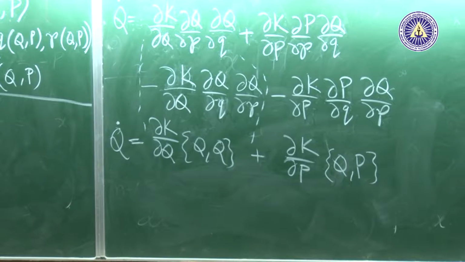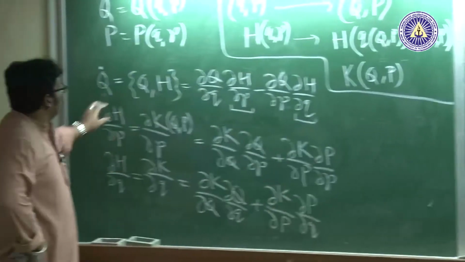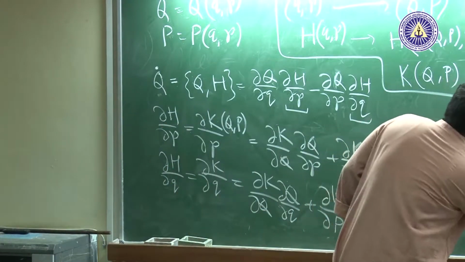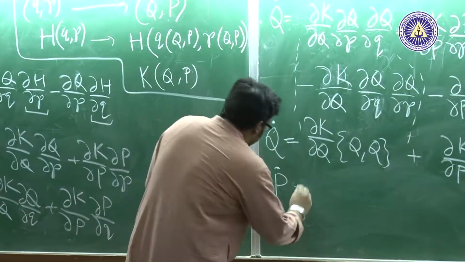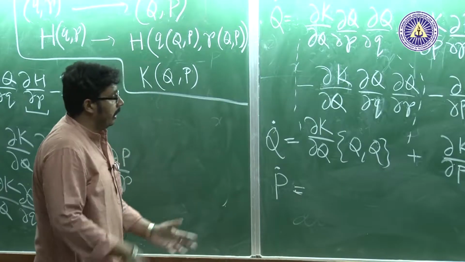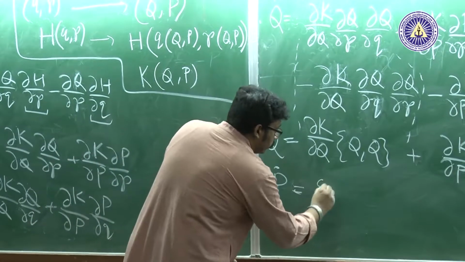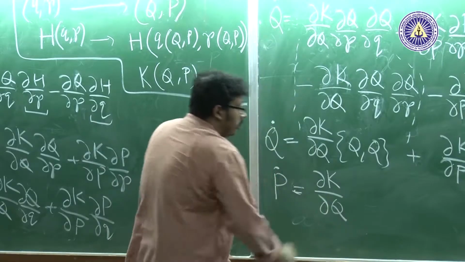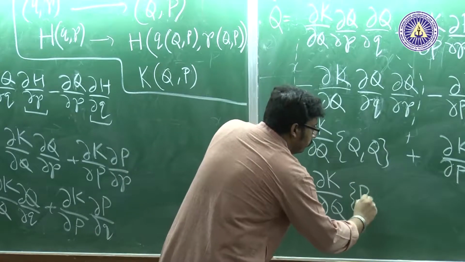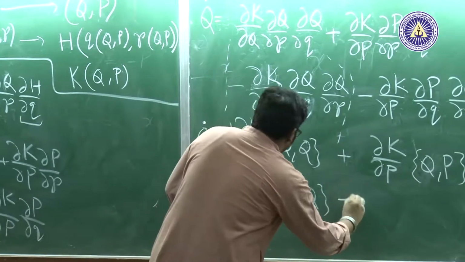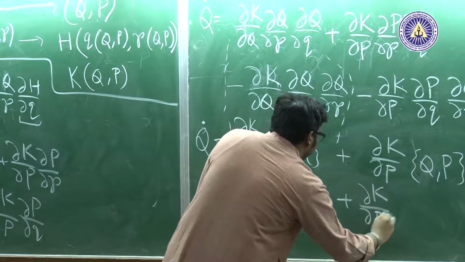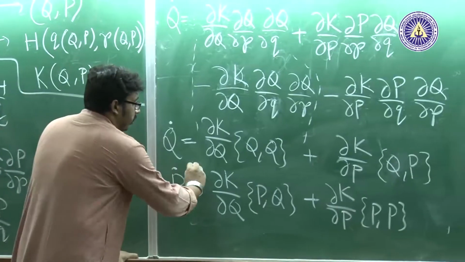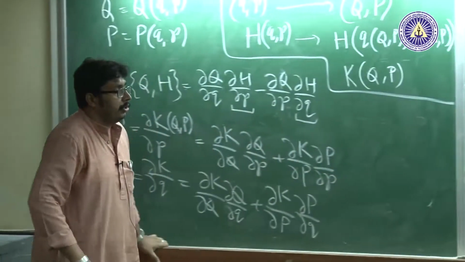Good. So similarly, one should do for capital P dot. I leave that as an exercise. I am guessing, well, I am guessing because I know, but I am not sure about the signs a bit, so I will play around with it. But it has to be something like del H del Q, this will become {P, Q}, and this will be del K del P, {P, P}. Okay, this is something you should check. So check this. I am more or less sure that's the right answer.